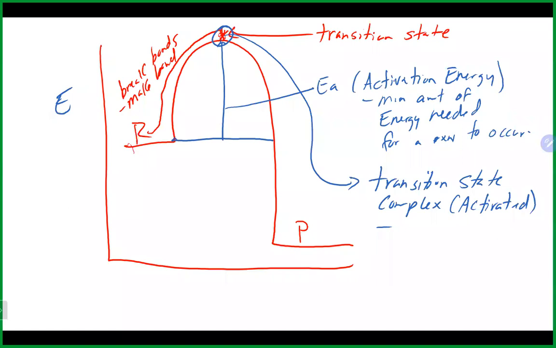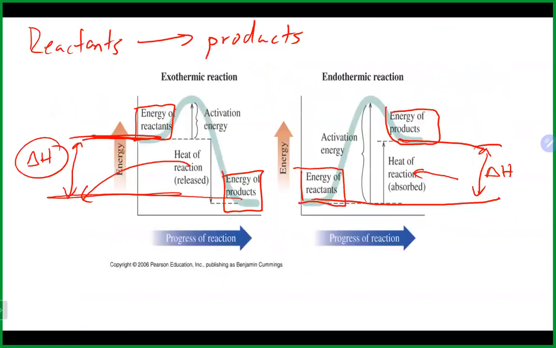And it's usually relatively unstable in a sense. It doesn't really hang around all that long. It's something that has partially made bonds and partially broken bonds. So relatively quickly, this will then drop down to the other side to make products. Again, it lowers the overall energy of that particular reaction. Any questions on that?